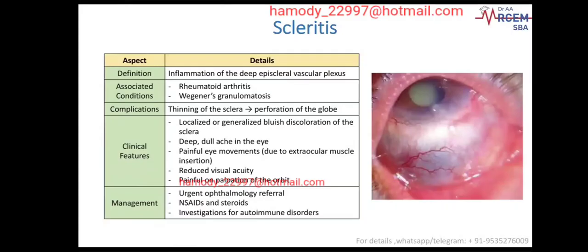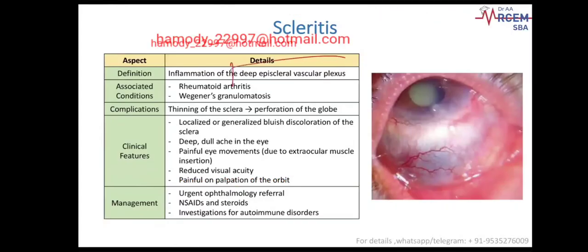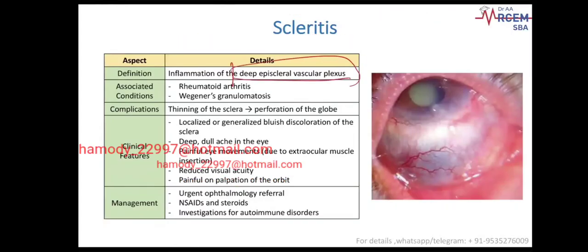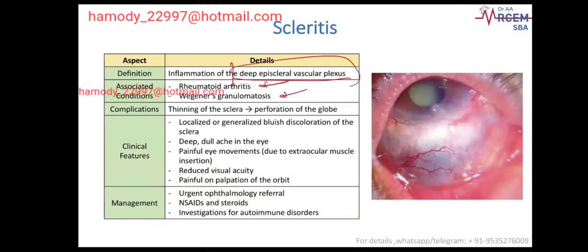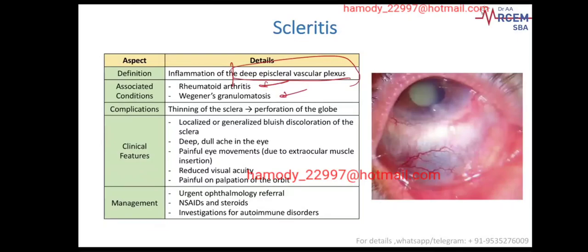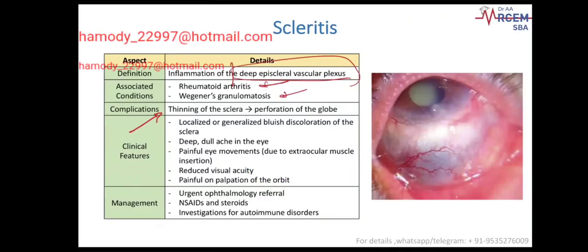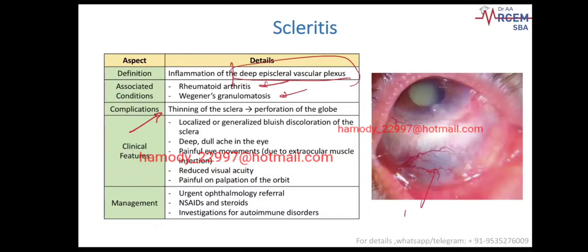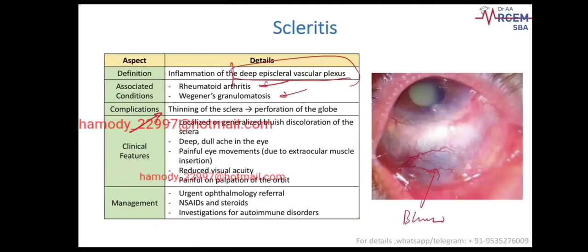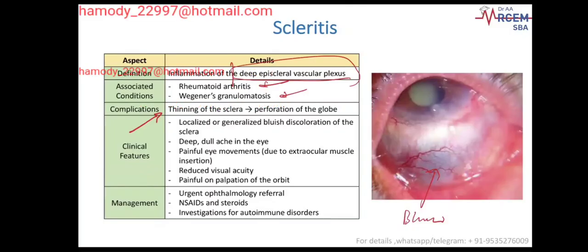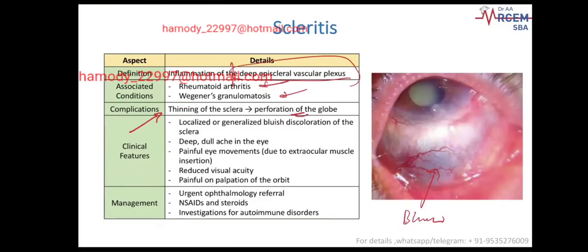Scleritis. Scleritis is the inflammation of the deep episcleral vascular plexus. Okay, commonly associated with rheumatoid arthritis or granulomatosis with polyangiitis. These are what they are commonly associated with. What does it cause? It causes thinning of the sclera. Thinning of the sclera will result in a bluish color. Because the sclera is thin, they are prone to globe rupture. Okay, the globe can perforate and rupture easily in scleritis.